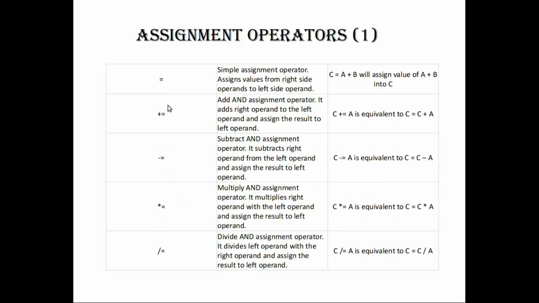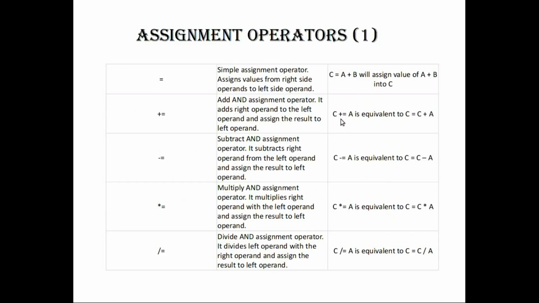All right. So you'll see that these are a combination of one other operator, either an arithmetic operator or a bitwise operator, and they are called compound assignment operators. Why? Because they perform an operation and assignment in the same statement. This one, for example, the add and assignment operator, is the plus and the equal sign put together. If you look at it here, you would see what it does. We say C plus equals A is equivalent to C equals C plus A.